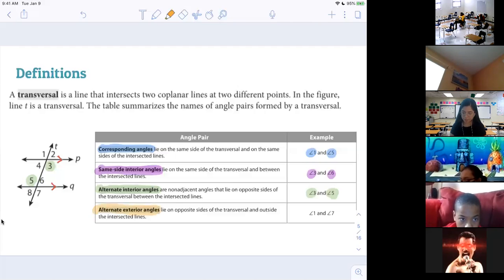Perfect. Why does it sound like that? Why does she sound like that? She just sounds far away because she's far away from the microphone.